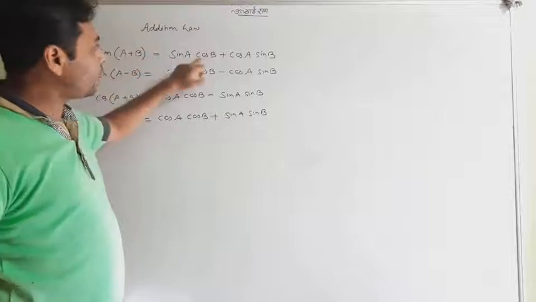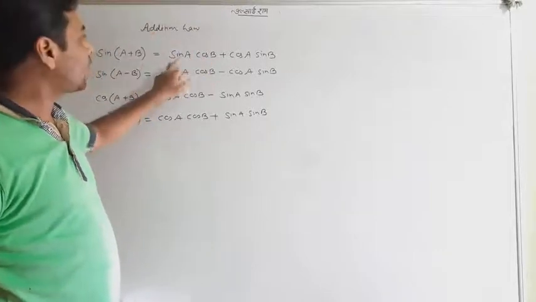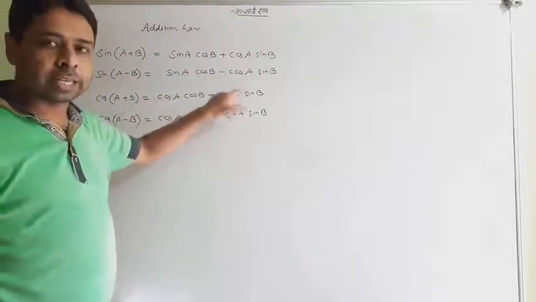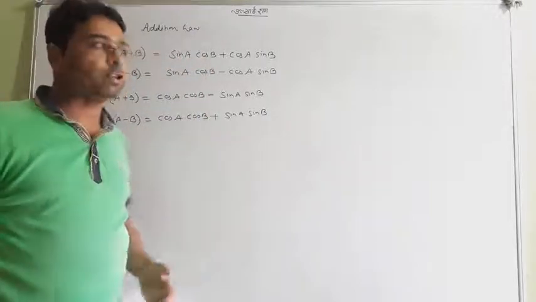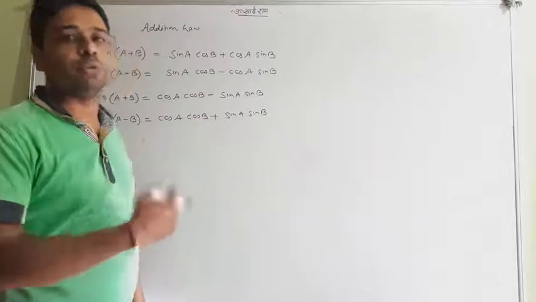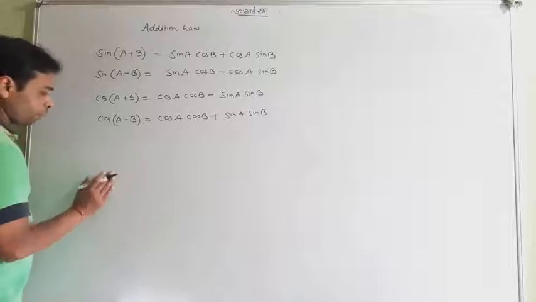And the sequence of writing you have to remember: sine cos, cos sine in the case of sine, and cos cos, sine sine in the case of cos. So these initial four formulas are key formulas, and based on them we have all the next formulas. Further, I am going to tell you the formula for tan.